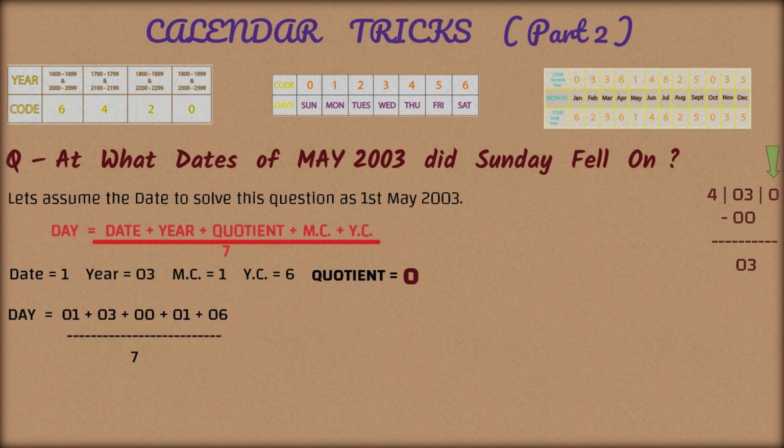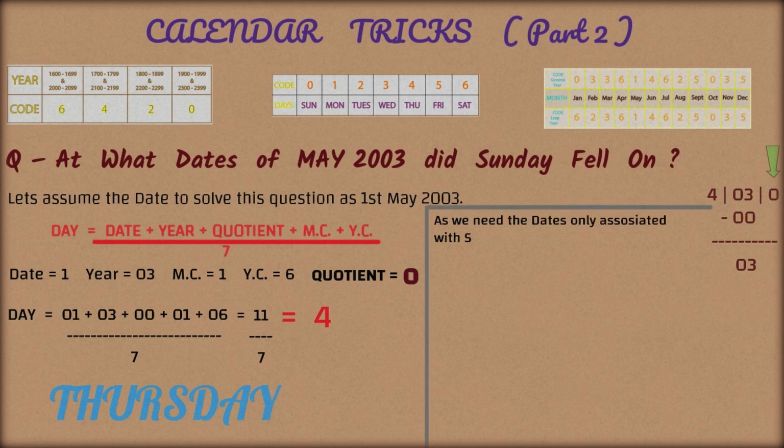Substituting all these values in the formula, we get (1 + 3 + 0 + 1 + 6) divided by 7, which is 11 by 7, and we get the remainder as 4. As we refer to the day codes table, we can see 4 is associated with Thursday, which means 1st May 2003 fell on Thursday. Now, as we need the dates associated with Sunday, we just add 3 more days and we reach 4th May 2003, as this would be the first day that fell on Sunday.